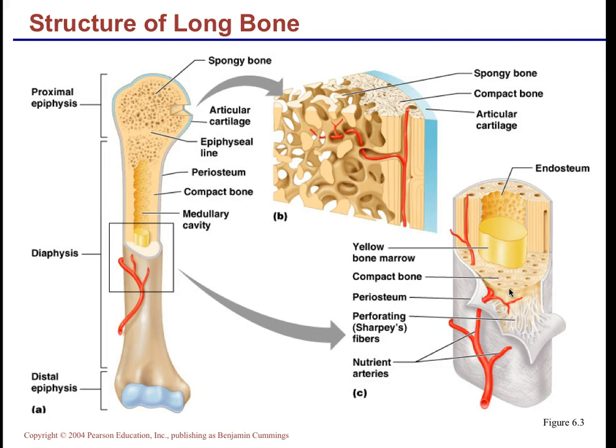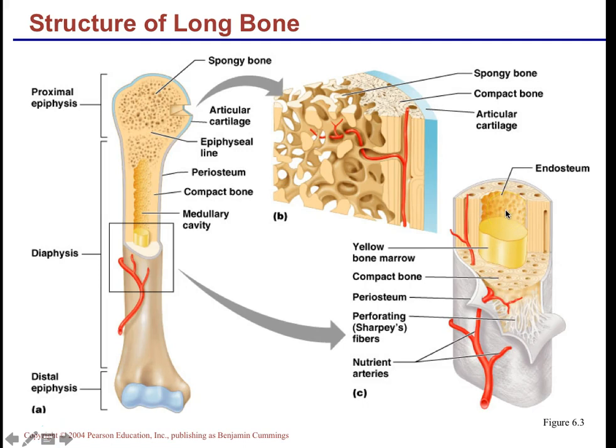I'm not going to hold you responsible for the perforating Sharpey's fibers, but in that you do have the arteries that branch into ever smaller arterioles and capillaries that are needed to deliver all of the nutrients to the bone cells that are located in the spongy and compact bone.